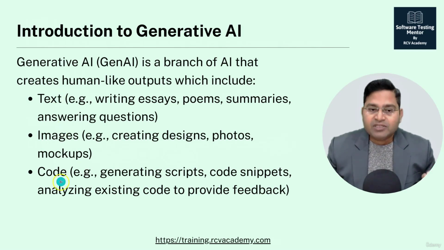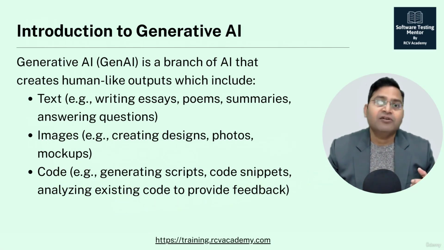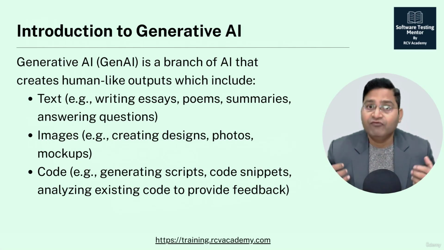So text, images, code, analyzing existing code and providing feedback, and not only code and images but videos as well. Generative AI can generate images and can also generate videos. So it is a branch of artificial intelligence, within the AI umbrella.